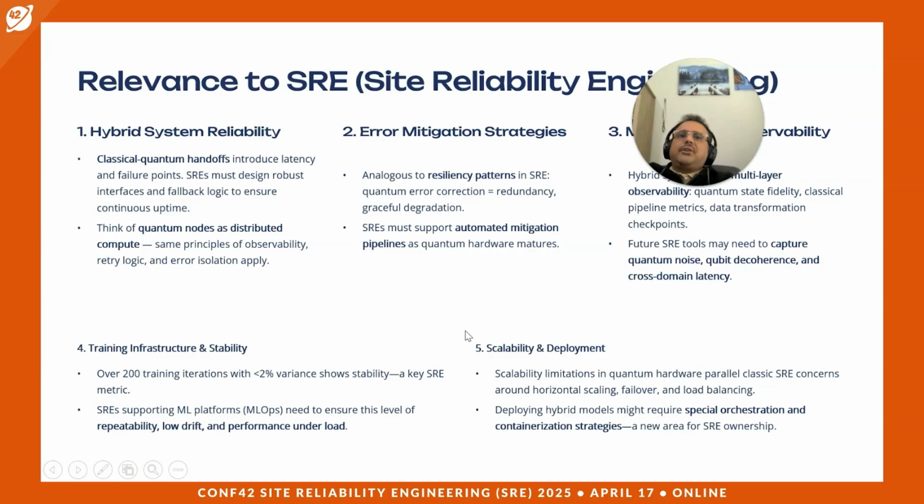Now, we discussed quantum, we discussed classical, and how HQCNNs, hybrid quantum computing neural network models, work and how they can help us in drug discovery, personalized medicine, and financial modeling. We talked about all that. Now, what are the problems from an SRE perspective?